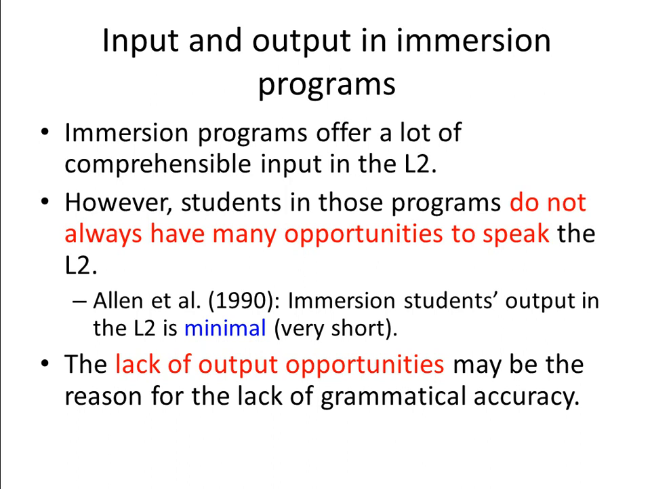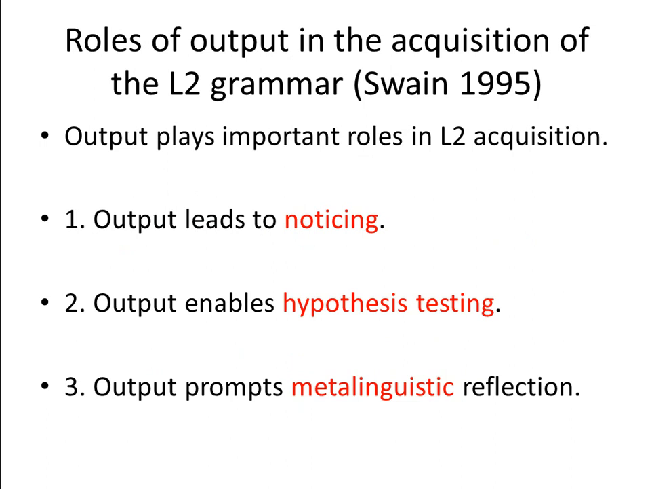So Swain thought that maybe the lack of output opportunities in immersion programs may be the reason for the lack of grammatical accuracy. Now, this is what Swain thought. So Swain considered that output plays important roles in second language acquisition. This is in contrast with Krashen's input hypothesis, which says output plays no role in second language acquisition. And according to Swain, output plays 3 major roles in second language acquisition.